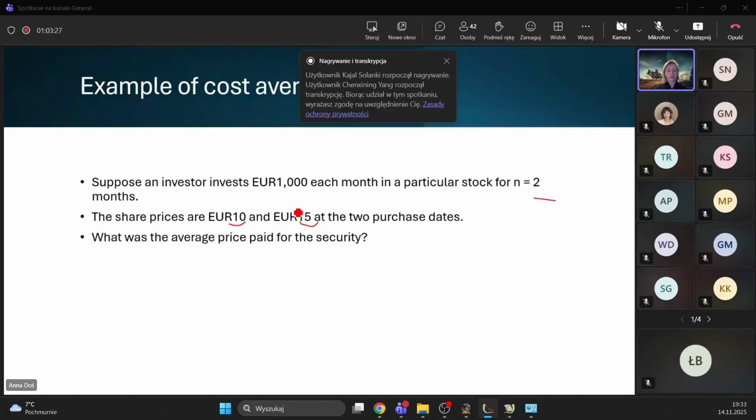One would say that, okay, I think it's 12.5, right? Is this the average price? No, actually, the price is different. Think of how much he paid. This is the application of the harmonic mean.